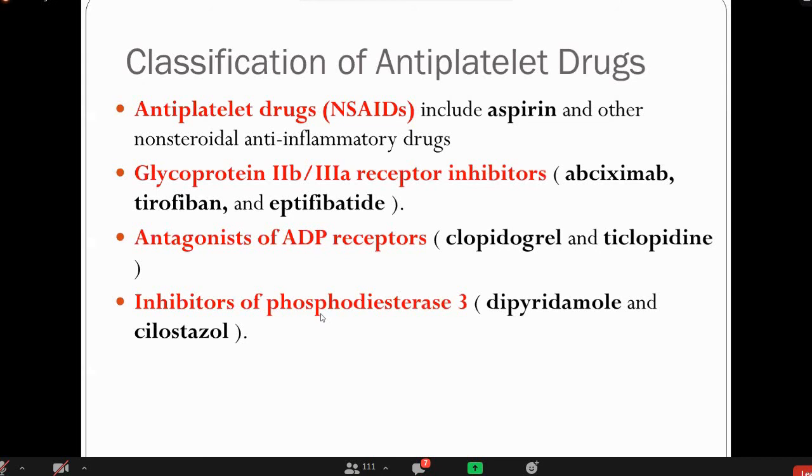If we inhibit the activity of phosphodiesterase enzyme, there is no breakdown, no degradation of cyclic AMP. So the level of cyclic AMP will increase and it will prevent platelet aggregation. So inhibitors of phosphodiesterase enzyme, examples are dipyridamole and cilostazol.